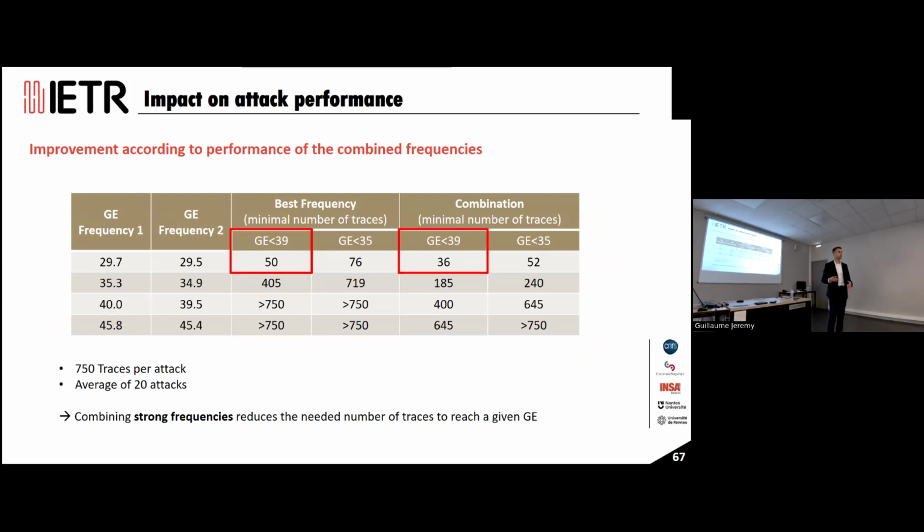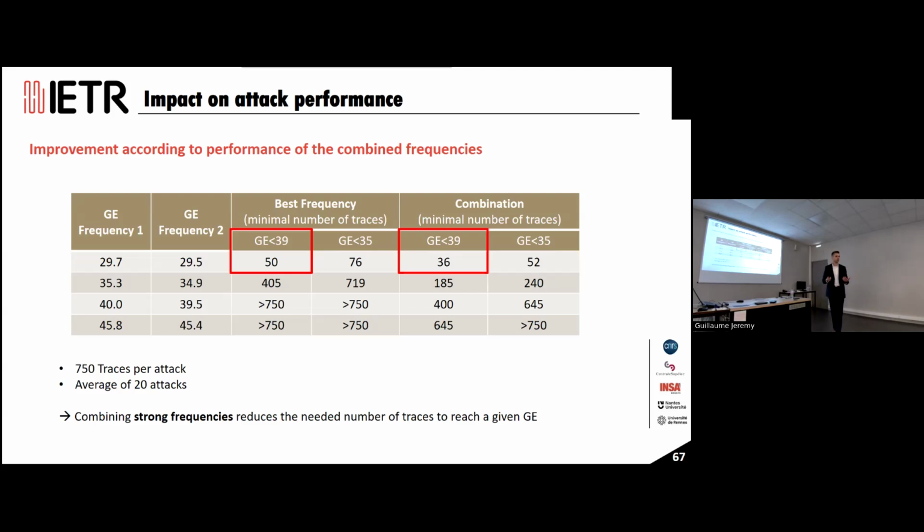So all of these studies on frequency combination were performed on 150 trace sets that we collected for the previous contribution, but they were collected at different times because we had one radio and the radio collected the trace sets one after the other.